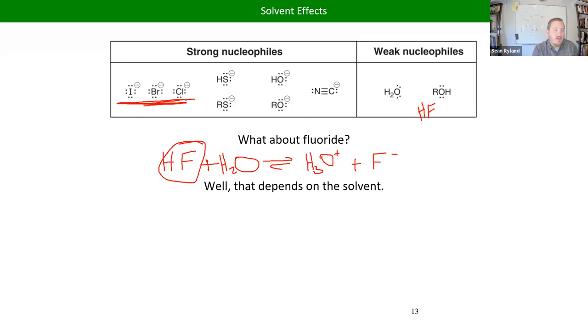stage. Fluoride can be a pretty good nucleophile, but it has to be in a solvent that doesn't let it steal a proton. And we're going to see this solvent plays a big role in these reactions because it also affects how stable our intermediates are.